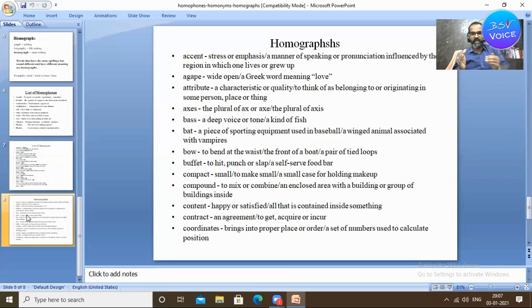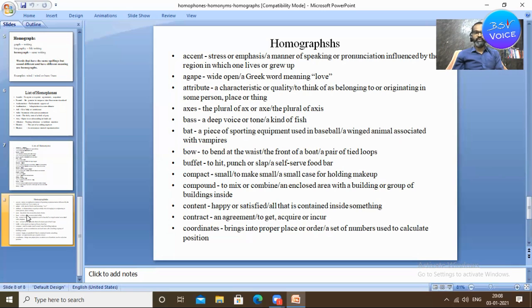Compact: you know the compact disk. What is compact here? Small, very small. Compact disk means the CDs that people used in those days, very small, with much information stored in them. Compact: small, to make small, or a small case for holding makeup. You can take the two meanings of compact. The compact where people touch up and do some makeup, like that.